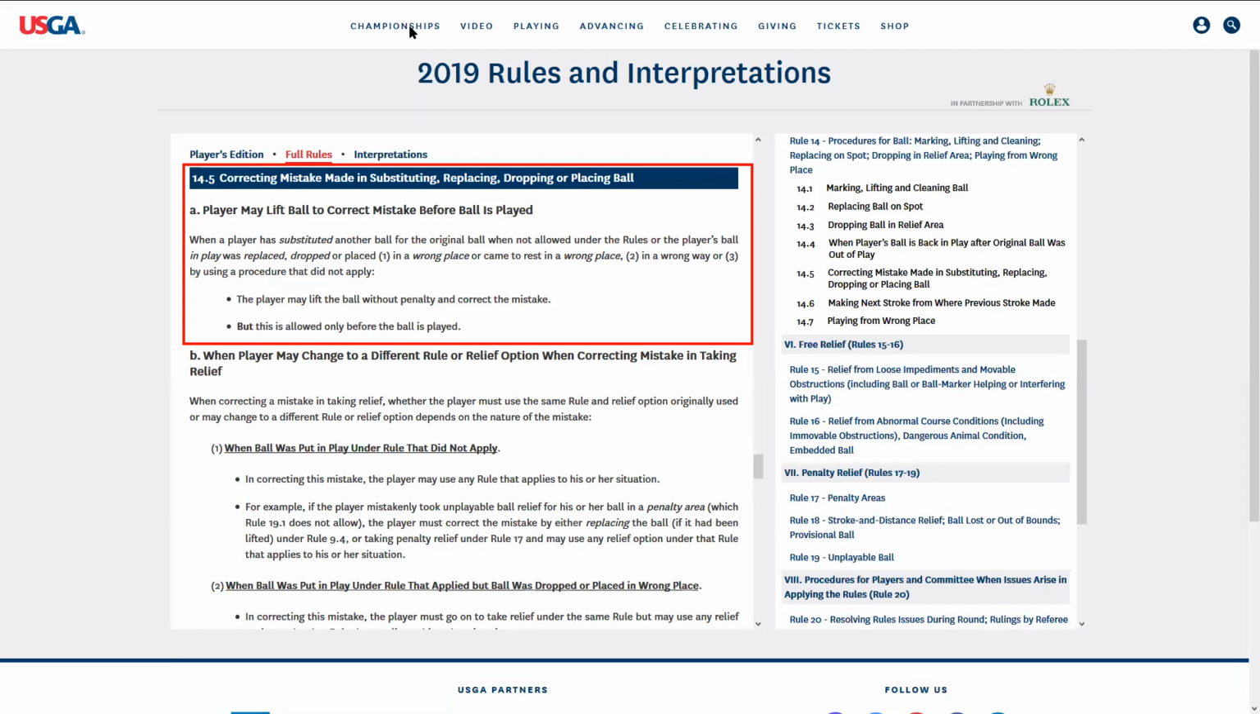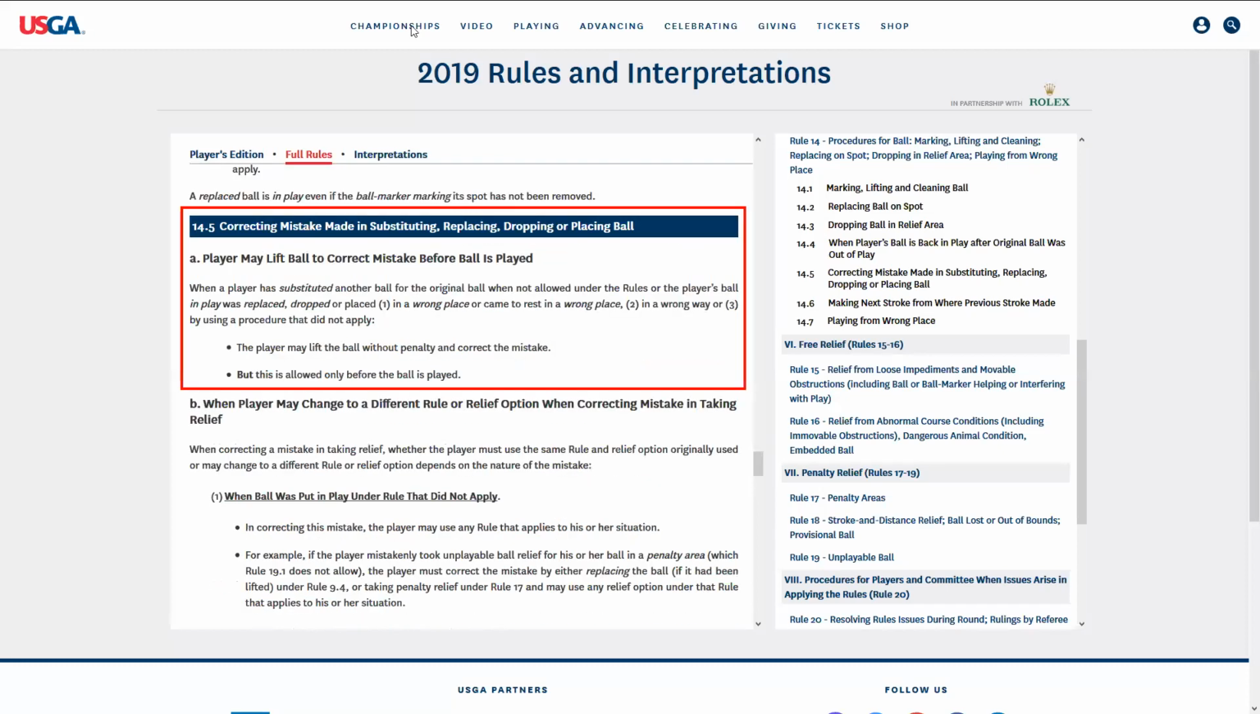When a player may change to a different rule or relief option when correcting a mistake in taking relief. When correcting a mistake and taking relief, whether the player may use the same rule and relief option originally used or may change to a different rule or relief option depends on the nature of the mistake. This is one very great change in the rules.